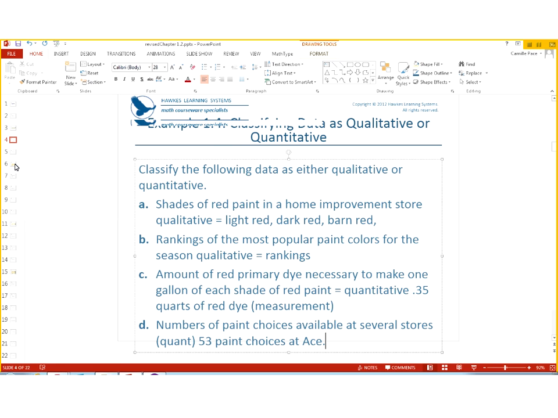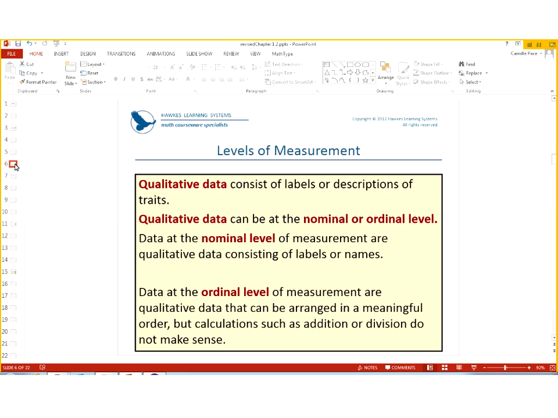Okay. All right, qualitative can only be divided into 2 ways. So remember, qualitative is labels or descriptions of traits. It can be nominal or ordinal. The data at the nominal level of measurements are qualitative, containing labels or names. So nominal actually means name in Latin. It comes from the nomen, which is Latin for name. So just think of that. When you see nominal, it's a name.